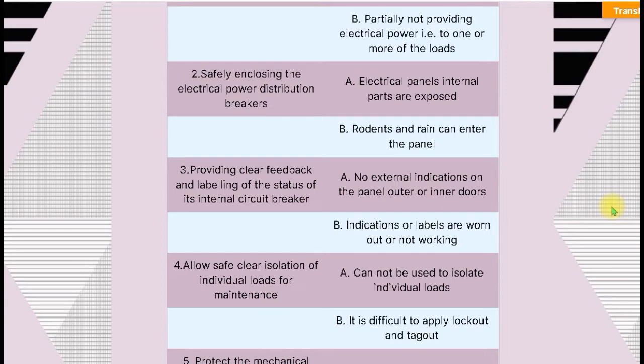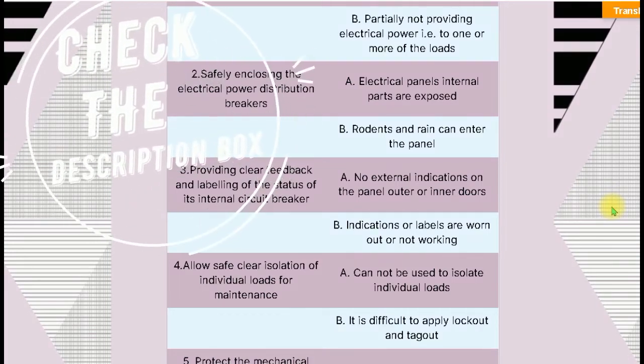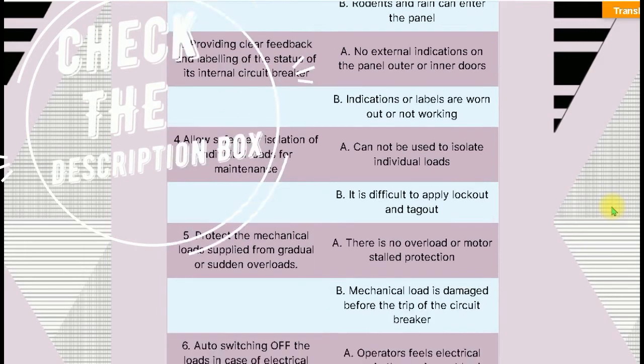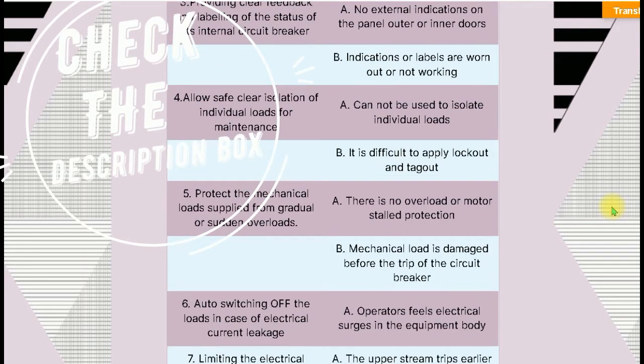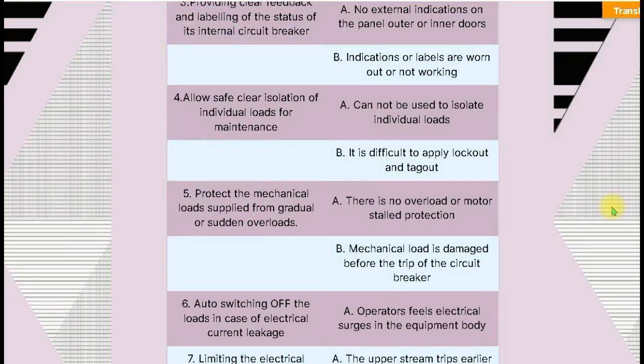Also, there is auto switching off in case of earth leakage, or in case of electrical current leakage. So the operators can feel some surges. That's a function failure. We should protect the operators, but they feel some electrical surges in the body of the machine. This can be due to earthing. That's from the failure modes: it can be due to earthing, it can be due to no earth protection provided, and so on.